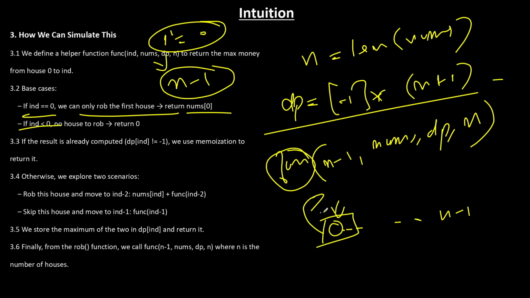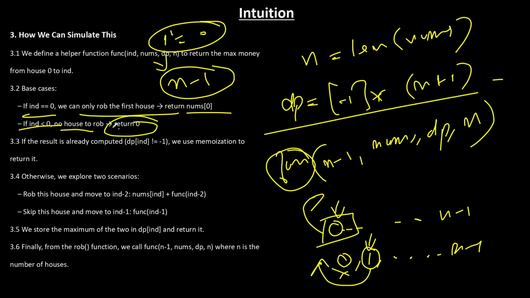If index becomes less than 0, that means that you were standing at this house and you took this value, so you cannot take this value, right? So what you will do, you will do n minus 2, and because of which you will come out of bound, or index becomes less than 0, right? So you will have no house to rob, you will just return 0 from there, right?